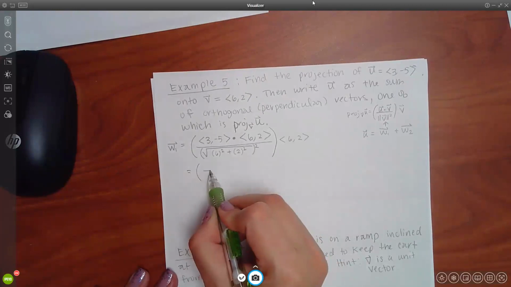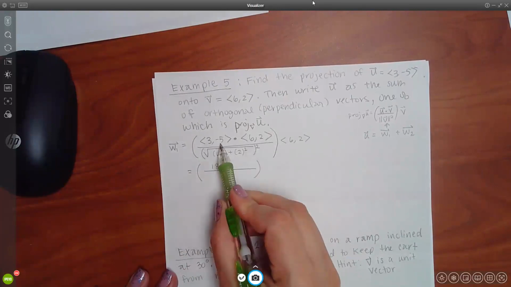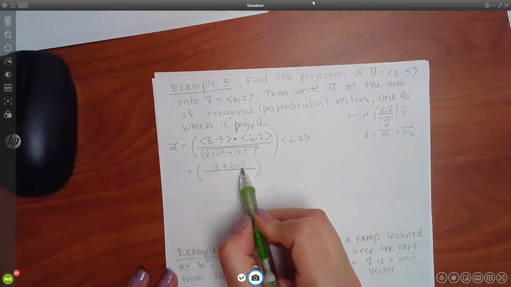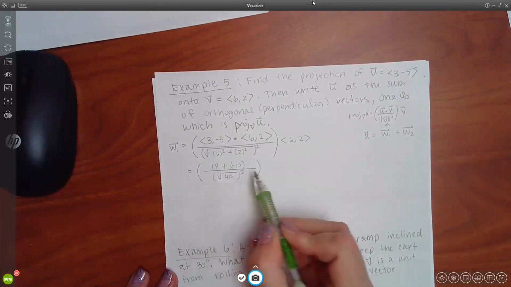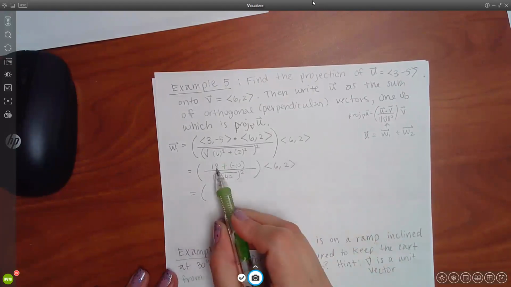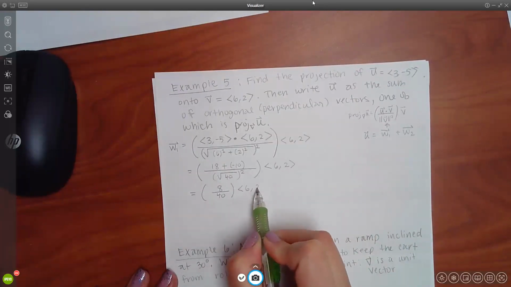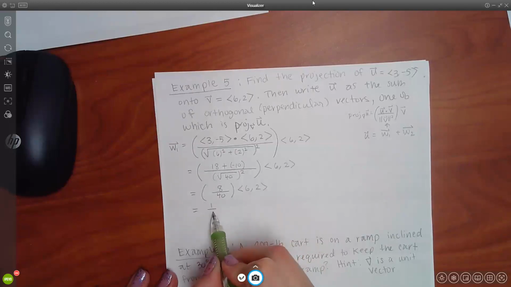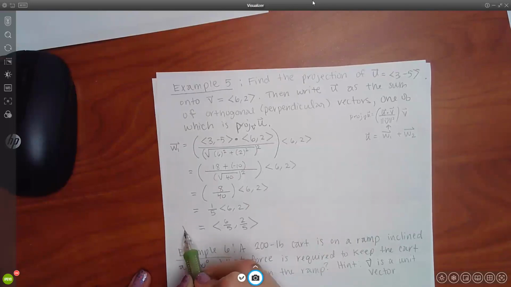Let's see what we get here. This guy times this guy will give me 18, and this guy times this guy will give me a -10. 36 plus 4 is 40, but it's going to get squared, isn't it? So then up top, I have 8, and at the bottom, I just have 40. That can reduce to 1/5. And if I distribute the 1/5, I get 6/5 and 2/5. So this is W1.